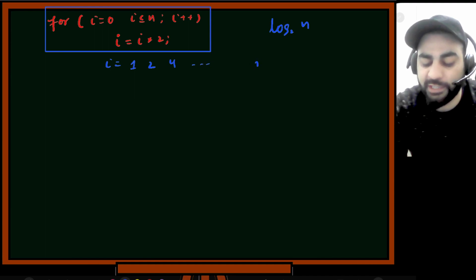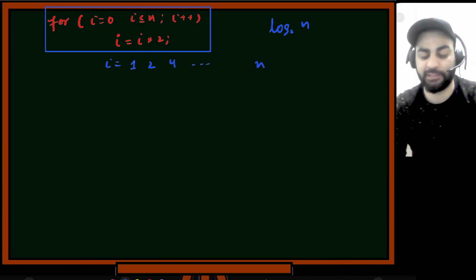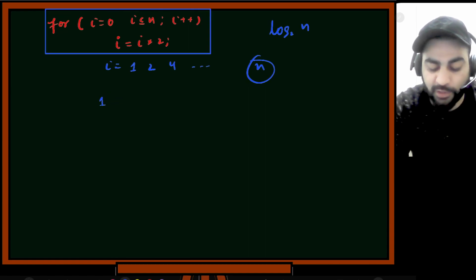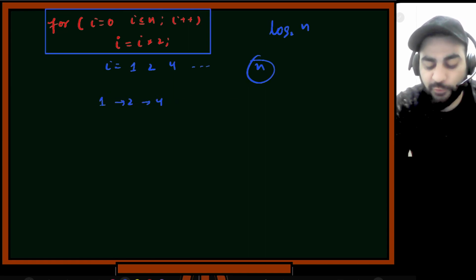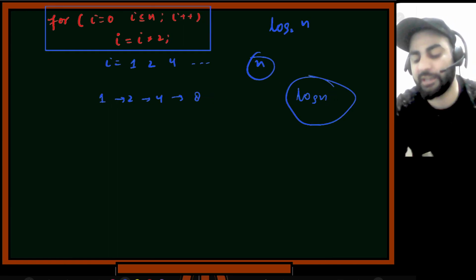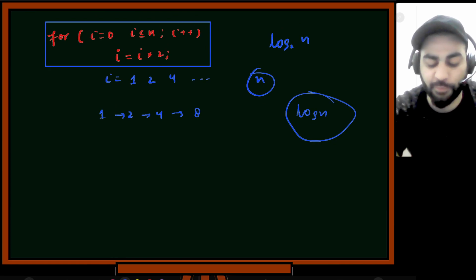So in order to reach n, how many iterations will it take? First we'll go from 1 to 2, then 2 to 4, 4 to 8, and it is doubling. It will take log n iterations. So these many number of times will this run so that it will stop.